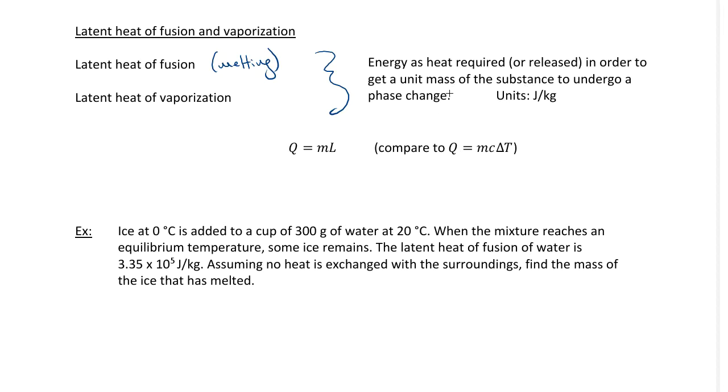And we quantify them with a formula very much like what we saw for specific heat capacity. Here the heat energy is equal to the mass multiplied by L, the latent heat of fusion or vaporization. And the units of L are joules per kilogram. We don't need a degree Celsius here because the temperature is not changing.